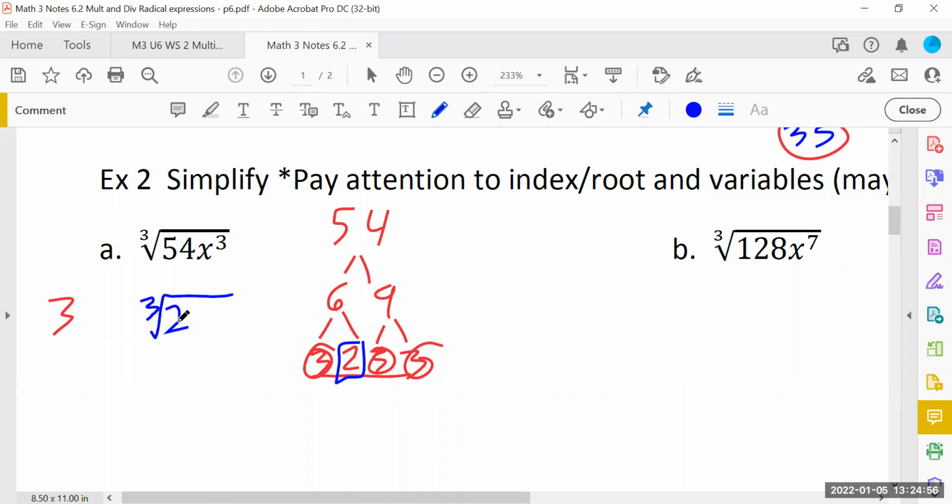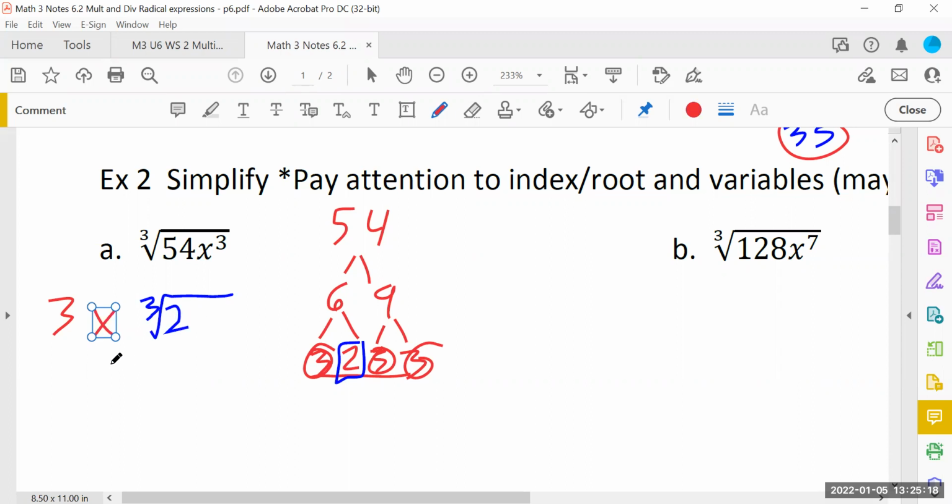How about Izzy? Cube root of x cubed. Can I take a set of x's out? Any extras, or is it just one set? That's exactly how many I needed. There's no extras. Take that x out. So 3x cube root of 2.